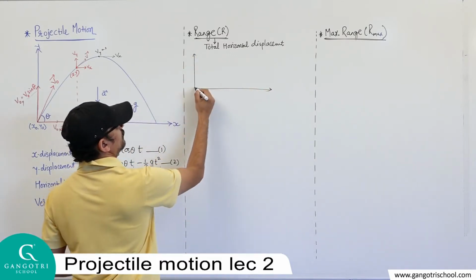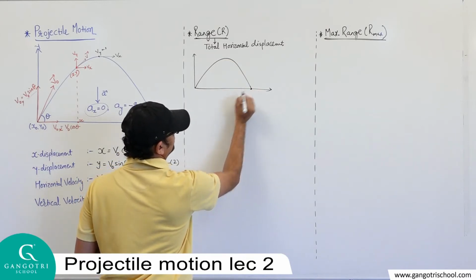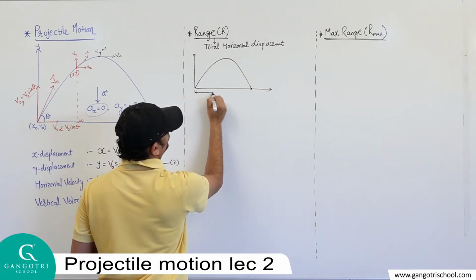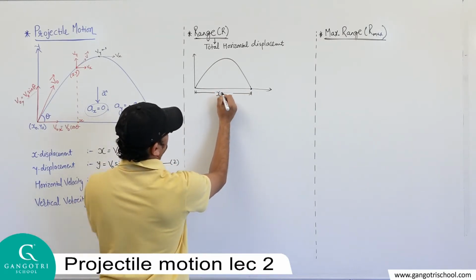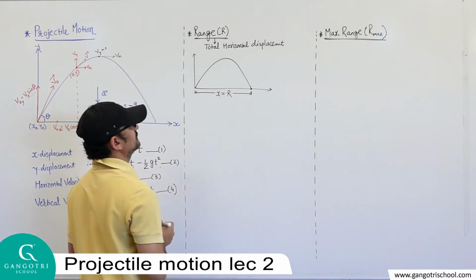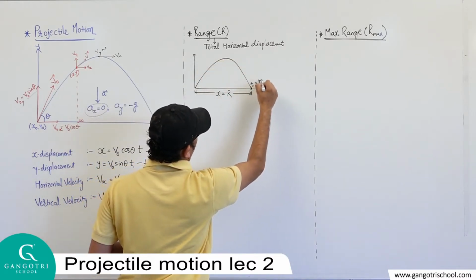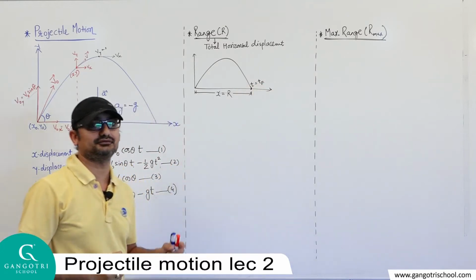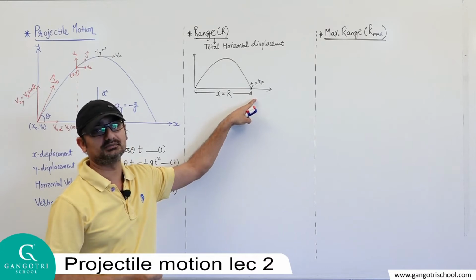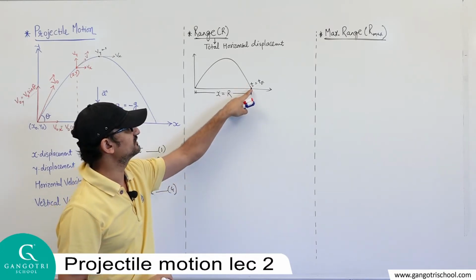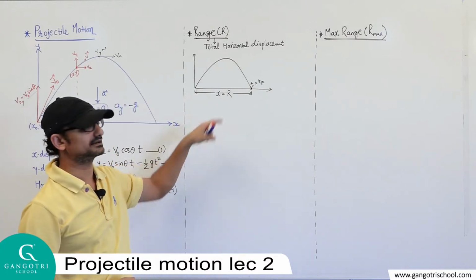The object is thrown from here and finally it falls down over this point. So this is the total horizontal displacement. X will become equal to range. And to complete the motion, the object will take how much time? TF is the time of flight, the total time taken by the projectile to complete the motion. So when the object reaches here, its horizontal displacement will become equal to R.